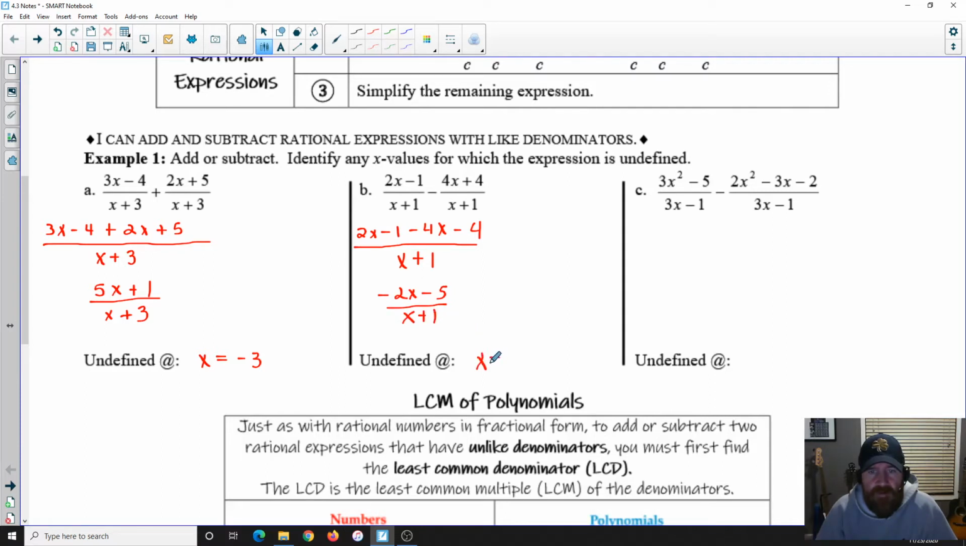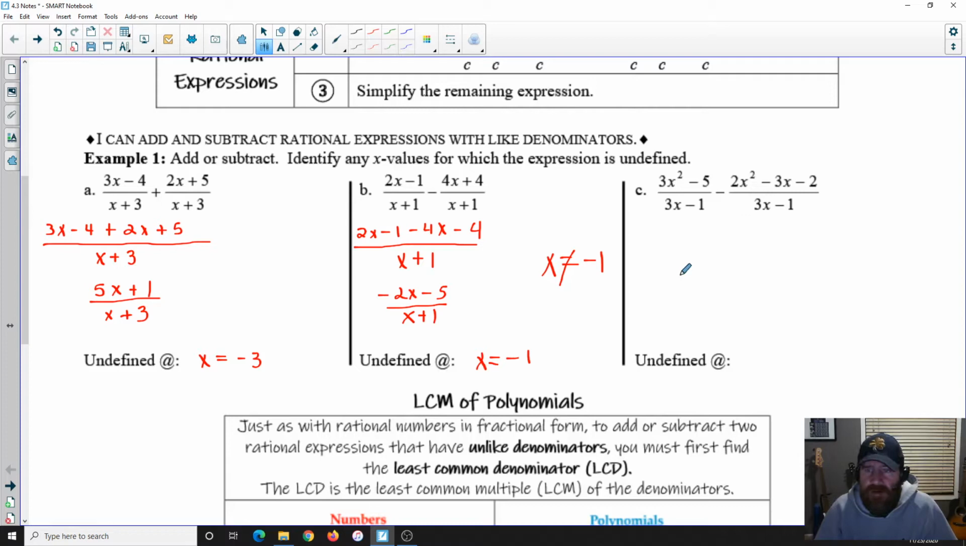And x cannot equal negative 1. So it's undefined at x equals negative 1. So before we wrote this, we said x cannot equal negative 1. Just know that this and this mean the same thing.